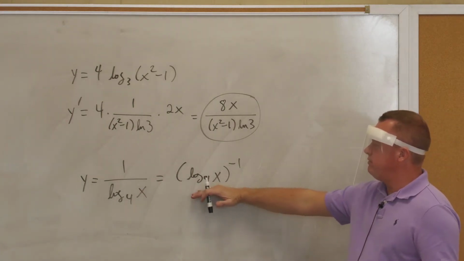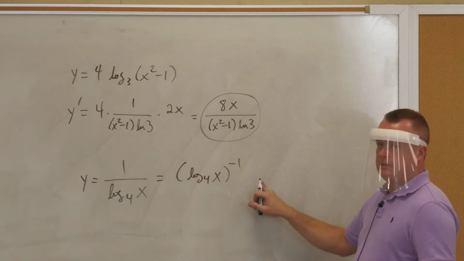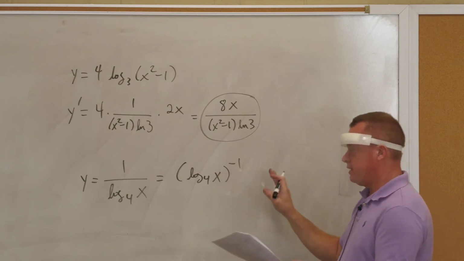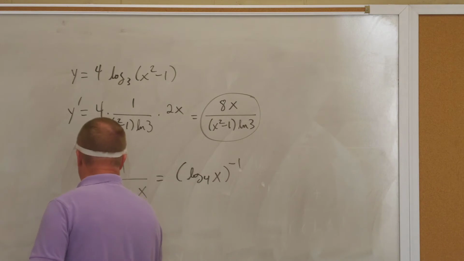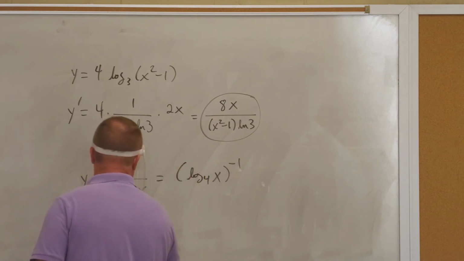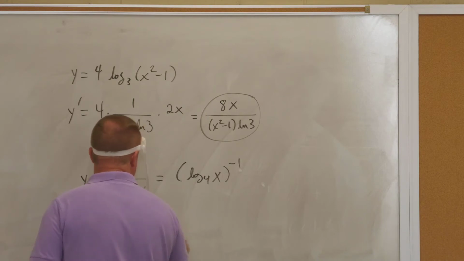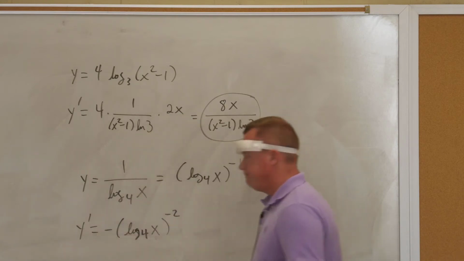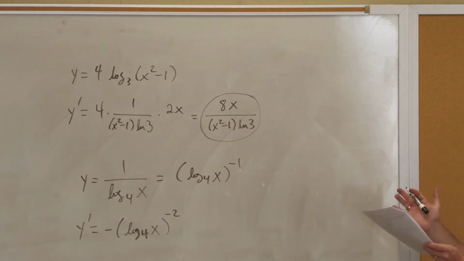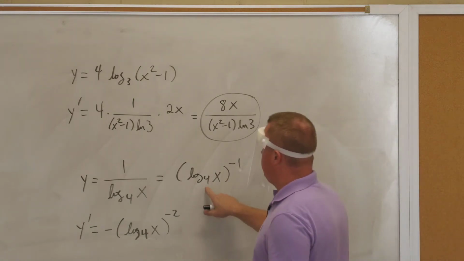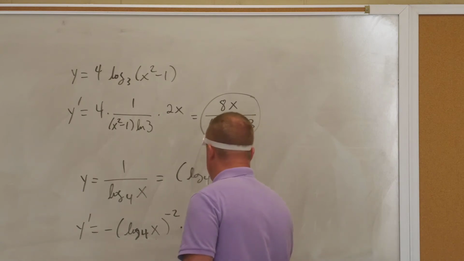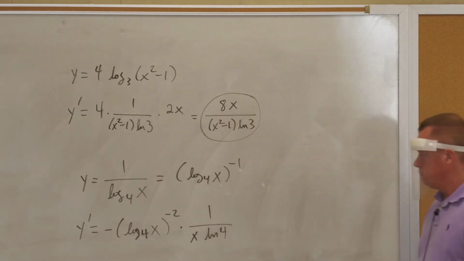What's the outside function on this? The power of negative 1, right? So I take care of that first. So I would have y prime equals negative 1 times that, and then subtract 1 from the exponent gives me a negative 2. Okay? That's the outside. Multiply by the derivative of the inside, log base 4 of x. Just follow that formula there. So times 1 over x times ln 4.